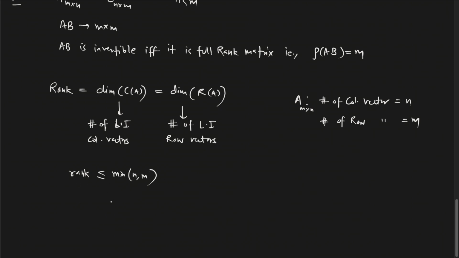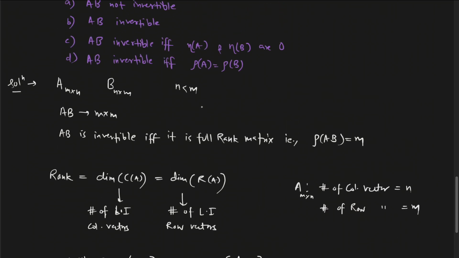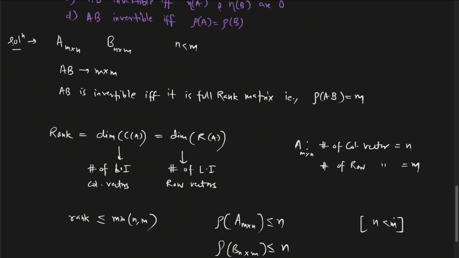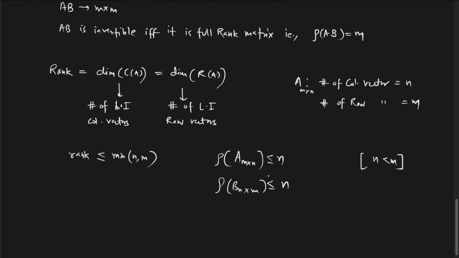Okay, and we already know that rank of A, which is an m cross n matrix, should be less than or equal to n, and rank of B, which is an n cross m matrix, should be less than or equal to n. Why? Because it is given in the question that n is less than m, right? We know that rank of A, which is an m cross n matrix, is nothing but the number of linearly independent column vectors, and we have n column vectors. But because n is less than m, it cannot be m. It should be less than or equal to n, right?